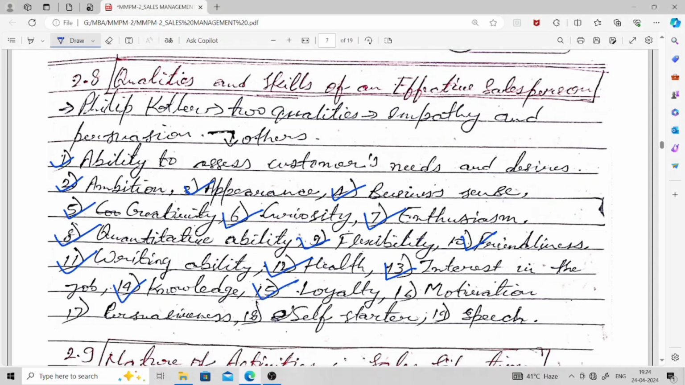And they should be loyal to the organization. Motivation means they should be motivated to work. Persuasiveness means they should have the ability to persuade the consumers or prospects. Self-starter means they should start on their own. There should not be any necessity of an external person to push them to start something. And they should be able to speak fluently.